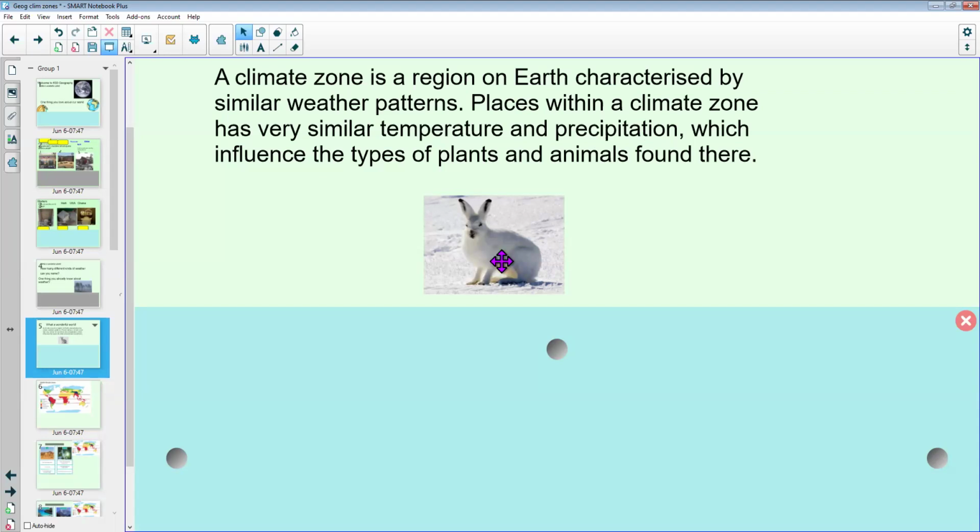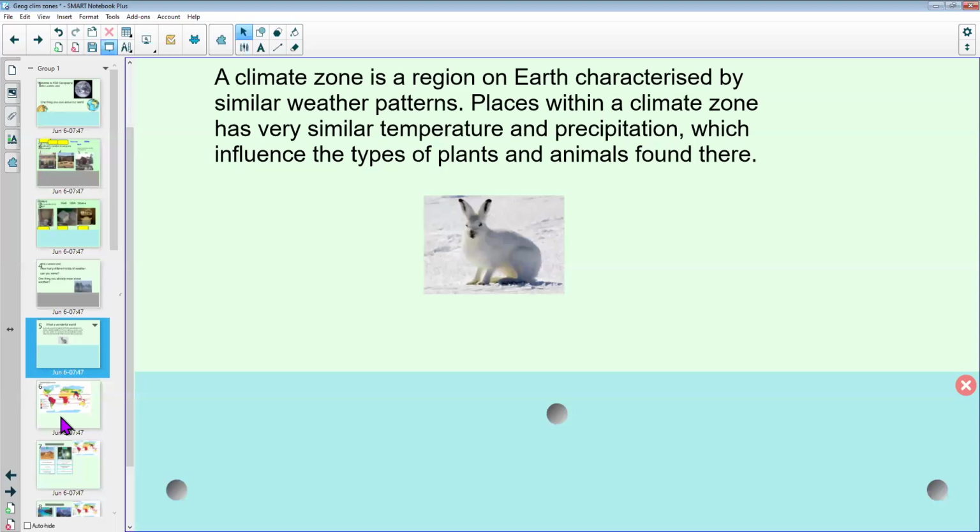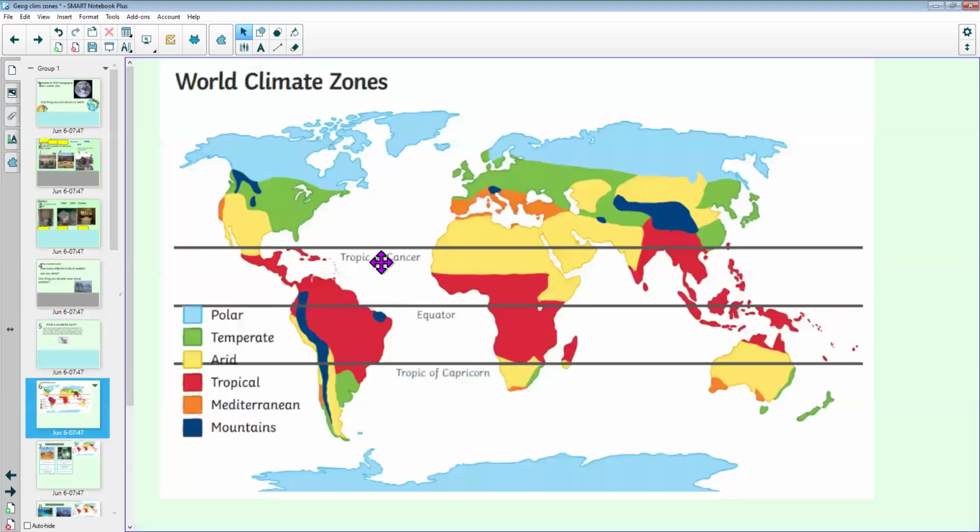We looked at this little example here of an Arctic hare, and we talked about how it was adapted for life in the polar regions. We looked at this map, we talked about these lines, which are really important, and we have our key down here. I'm not going to go through everything, you kind of need to be in the lessons.